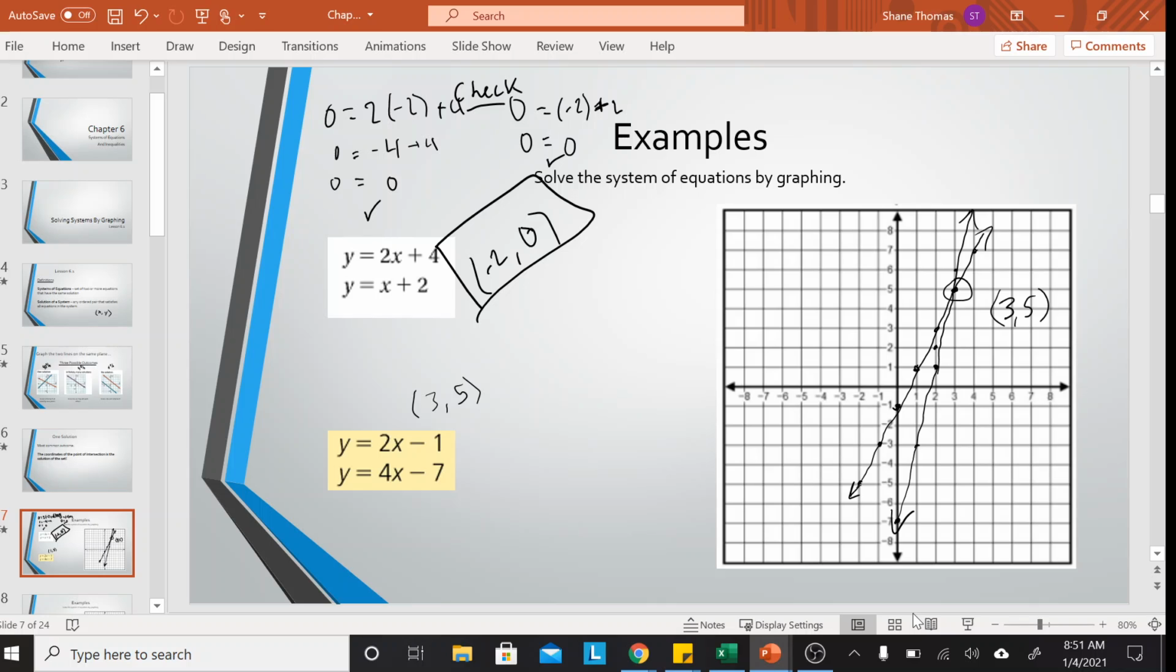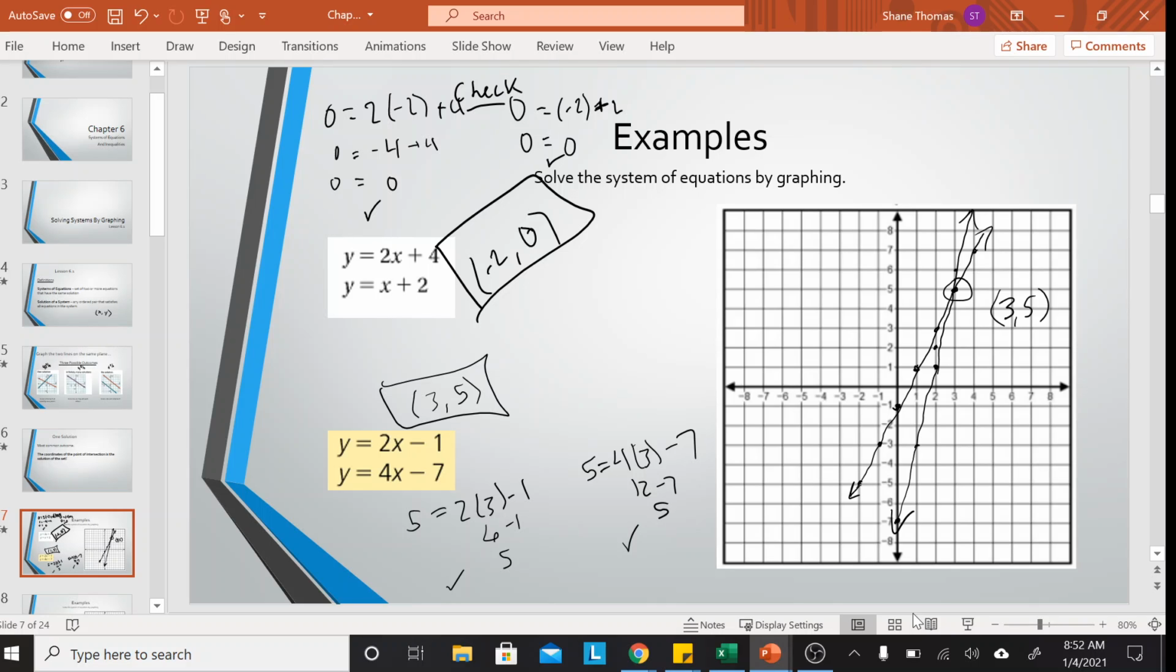x is 3, y is 5. Let's check it. First one, y is 5. 5 equals 2 times 3 minus 1. 2 times 3 is 6 minus 1 is 5. So that one's good. Second one, I have 5 equals 4 times 3 minus 7. 4 times 3 is what? 12. 12 minus 7 is 5. Is that one good? Yep. So that would be my answer, 3 and 5.